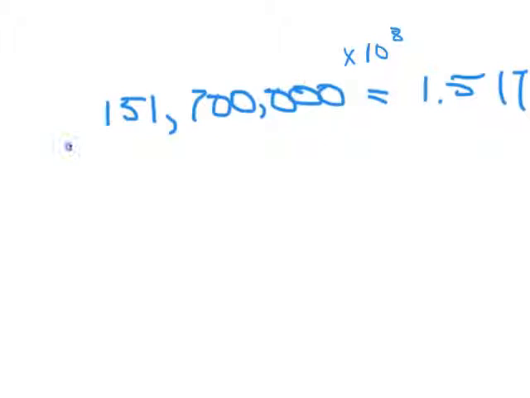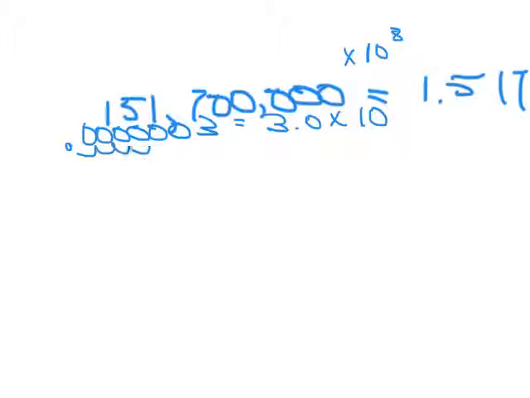And if we have something like 0.000003, again, the 3 goes, and then the decimal, and then we have 10, and this time we went this way, 1, 2, 3, 4, 5, 6, 7, and we put a negative on there to show what direction we ended up going.